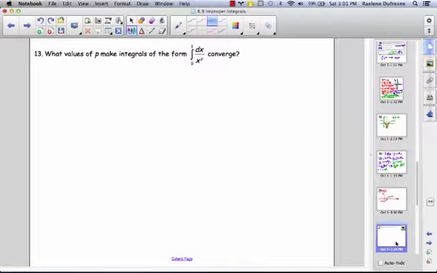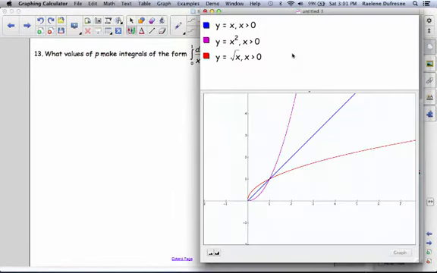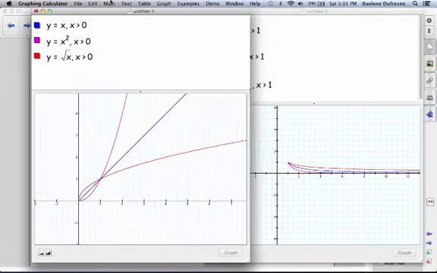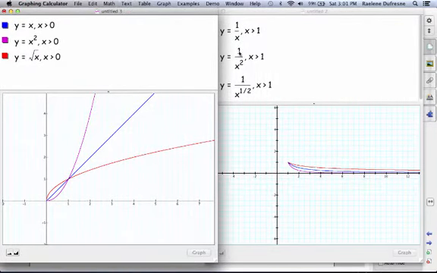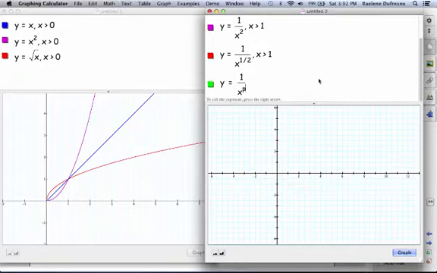Moving on to number 13, what values of p make integrals of the form definite integral from 0 to 1 of dx over x to the p converge? Well, this is very similar to what we were talking about earlier. We looked at several different graphs, and we talked about y equals x squared, and y equals the square root of x. Because later on we're going to be talking about their reciprocals, 1 over x squared, 1 over x to the 1/2, which are essentially functions of the form 1 over x to the exponent of p.